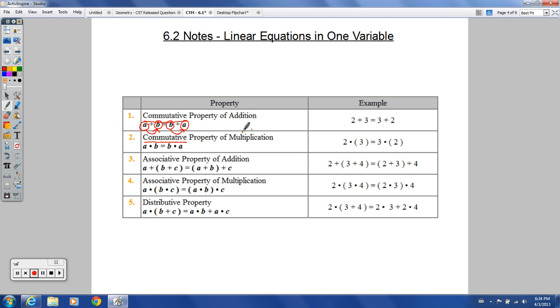The commutative property of multiplication works the same way, just with multiplication. You just switch the order of the numbers that you're multiplying together.